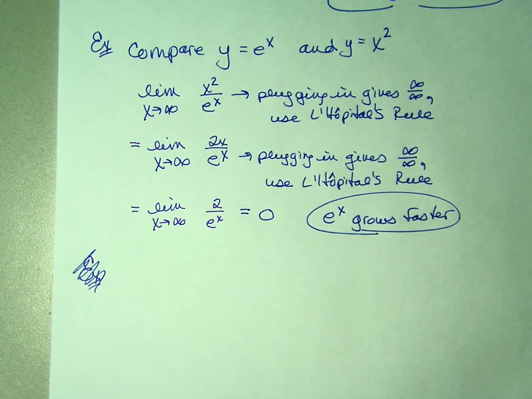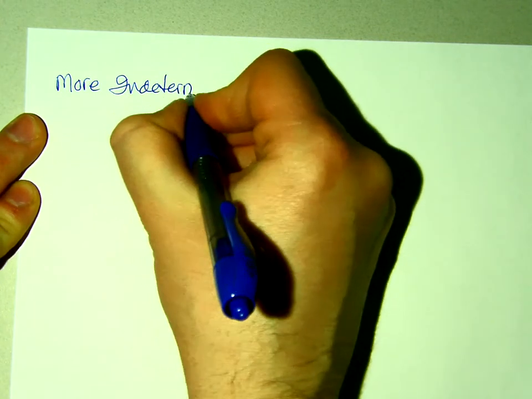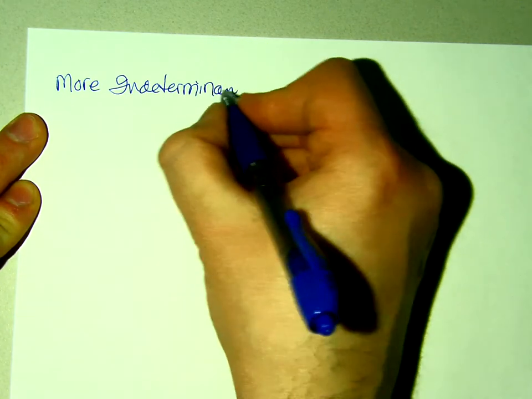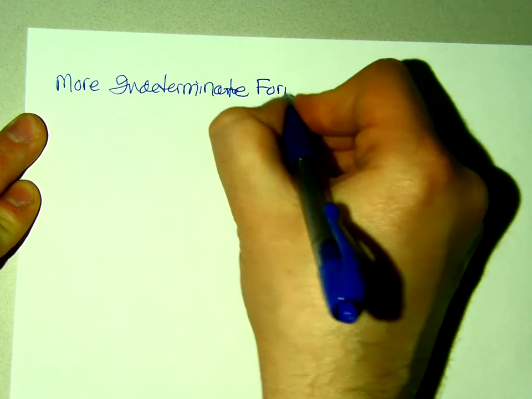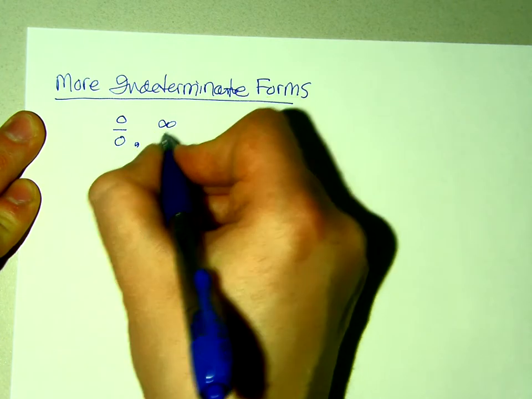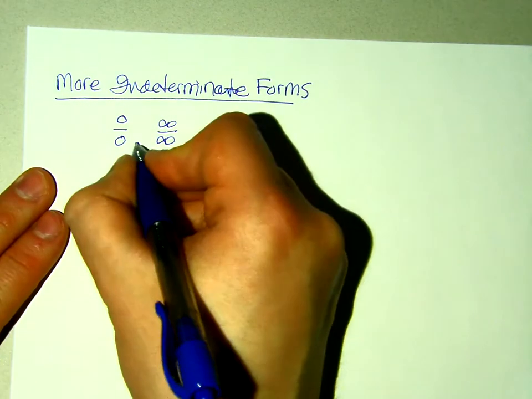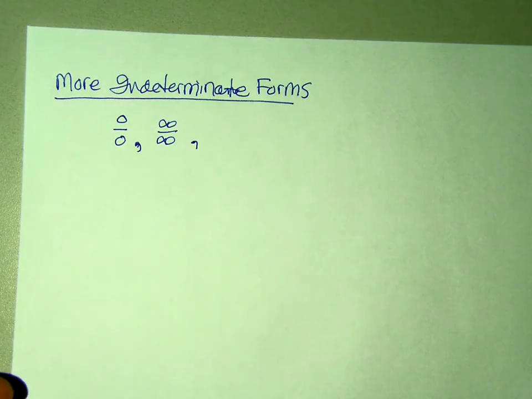Okay. Next. We talked about 2 indeterminate forms last time. However, there are more indeterminate forms than that. You know what? We're just going to start a new sheet. More indeterminate forms. We have 0 over 0. We have infinity over infinity. If we have something in one of those two cases, we can use L'Hopital's rule. But there are some other forms that are indeterminate. If we get one of those forms, we don't know the answer right away.